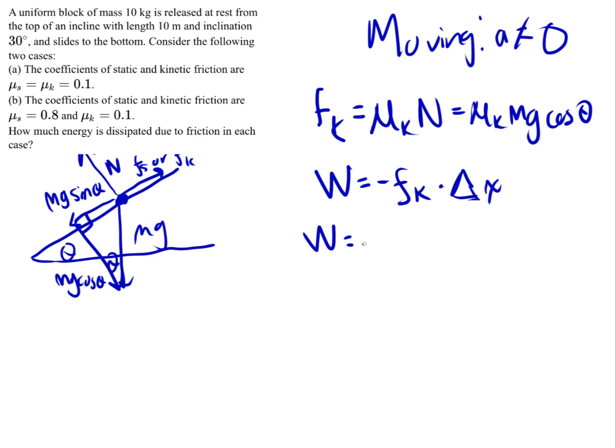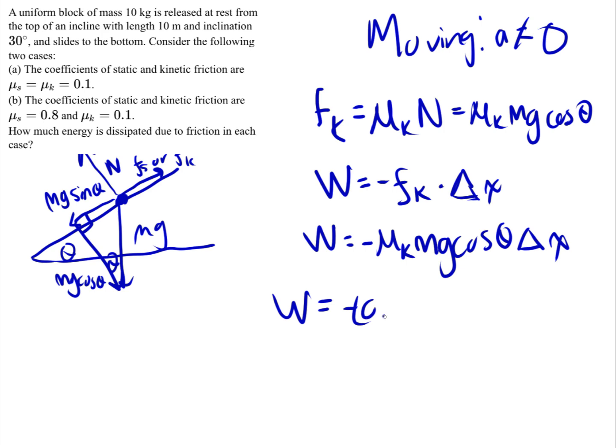So the work is equal to negative the coefficient of kinetic friction times mg cosine theta, which is the force of kinetic friction. And that force is acting over a certain distance, which is also given in the problem. It's inclined with length 10 meters. So now we just plug everything in. Let's do minus. The coefficient of kinetic friction is also 0.1, so you can plug that in, times the mass of 10 kilograms, g is 9.8, the cosine of 30, and times the length of 10 meters.